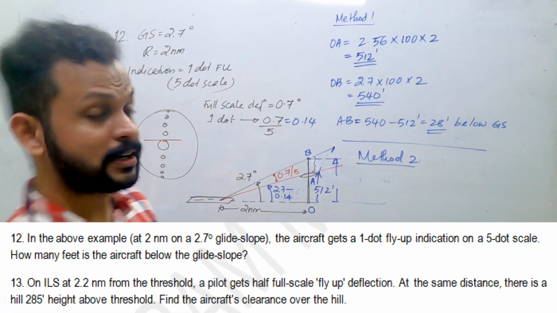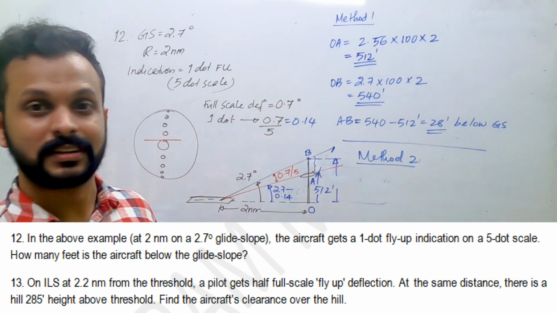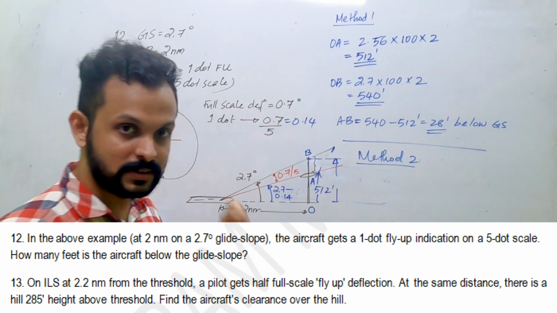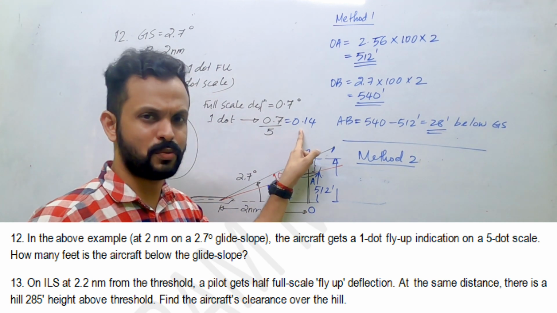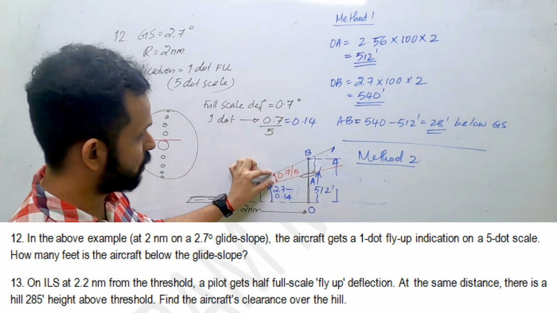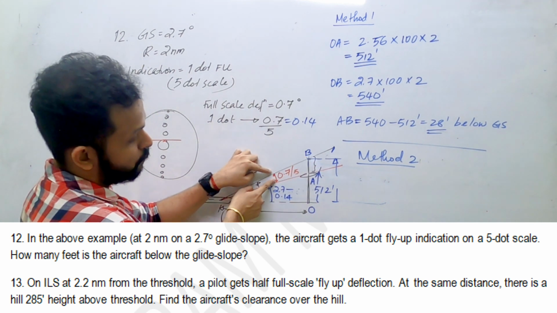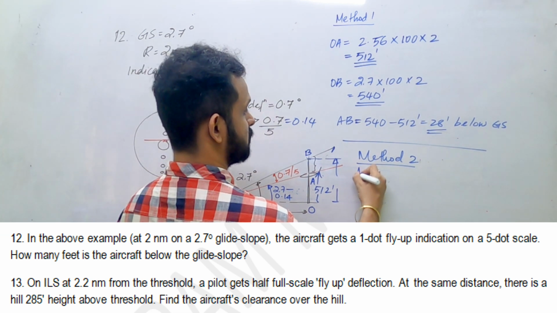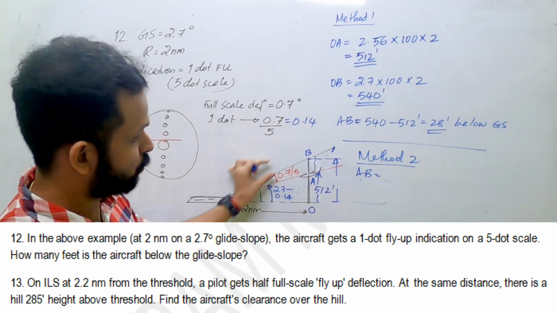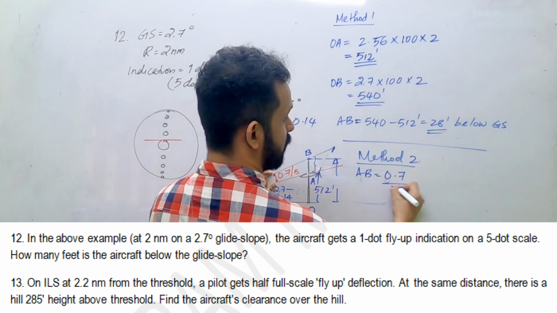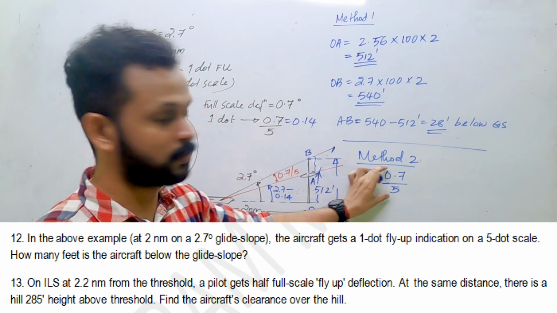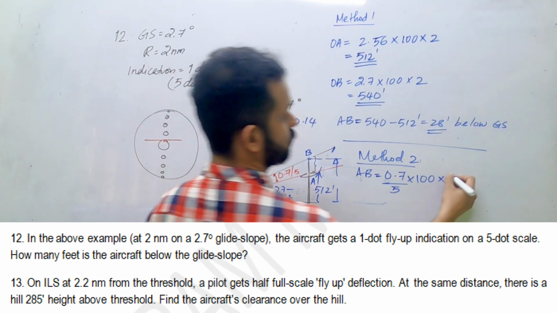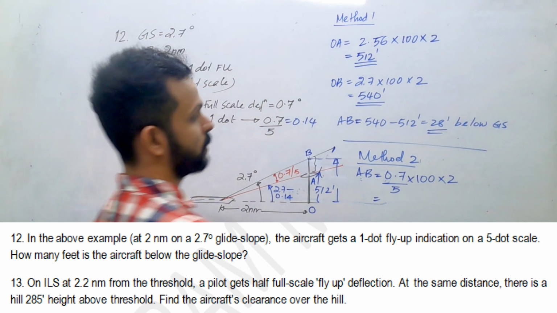Method 2 is where we don't have to distinctly find these two, and that is a much easier method. What is this angle? The small angle difference is 0.7 divided by 5, which is 0.14. Just find out what this height would be for 0.14 over this distance. That is easier. The height AB is equal to this angle, 0.7 divided by 5. That's why I told you not to work out 0.14. You can keep this fraction as it is, into 100 into 2. So how much is that? Correct, 28 only.